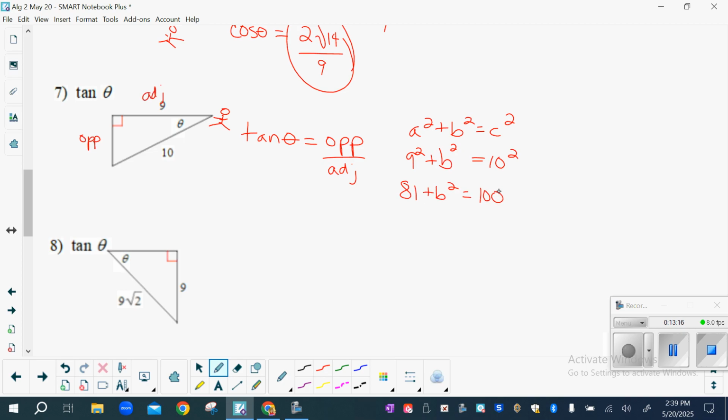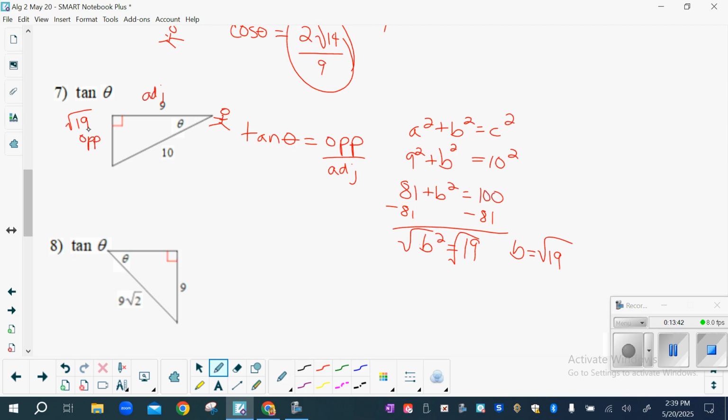And what would we do next? This group again, what would we do next to find out what b squared is? Yep, minus 81. Okay, b squared is 19. And then what next? Square root. And so what is b? Square root 19. So we found this side to be the square root of 19.